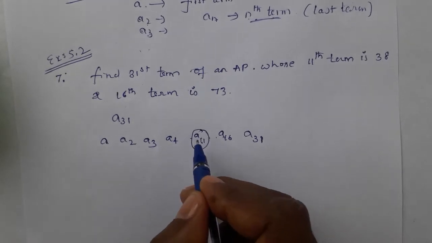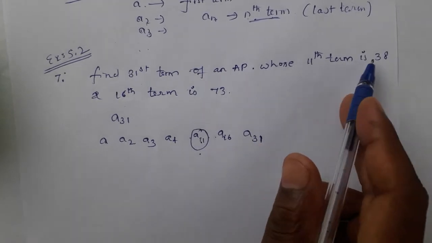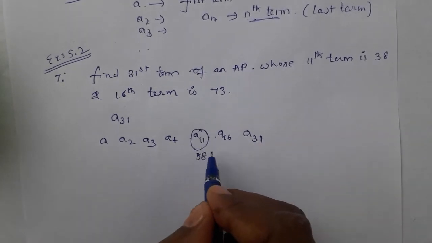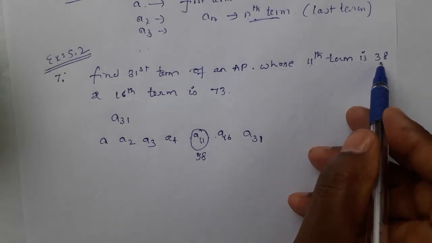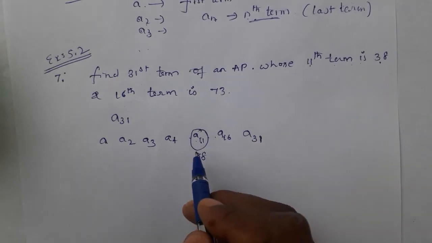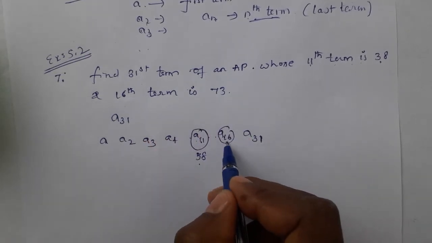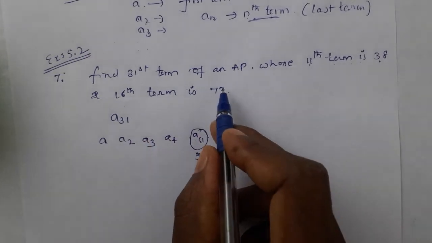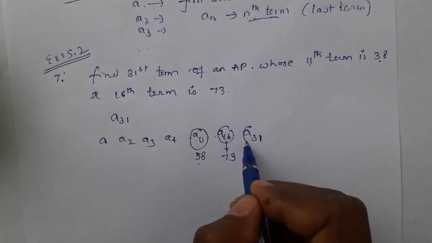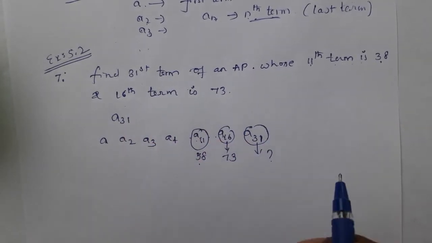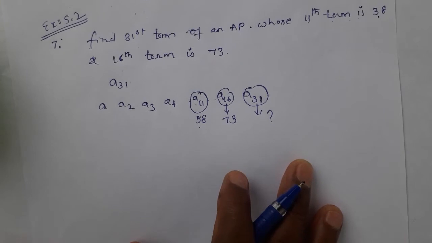Here the A11 is given. A11 is how much? A11 is 38. Look here, it is given. 11th term is 38. 11th sitting person is 38. Next, 16th term. In the 16th position, who is there? 73. Find the 31st. 31st, who is there? We don't know. That is the question. So how to find out?